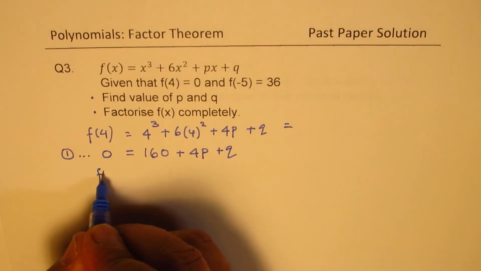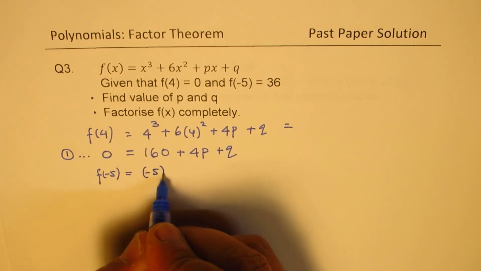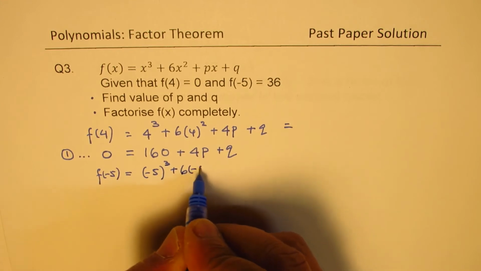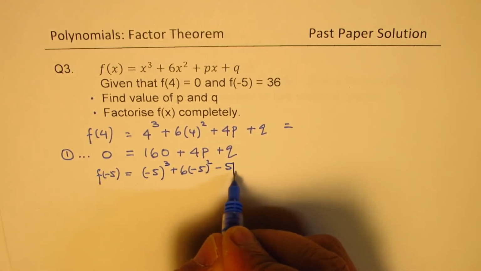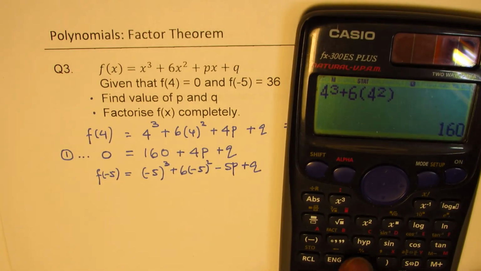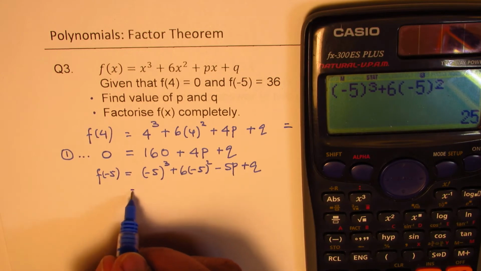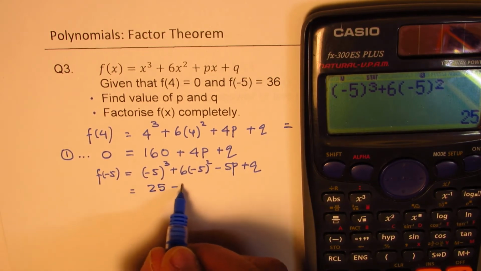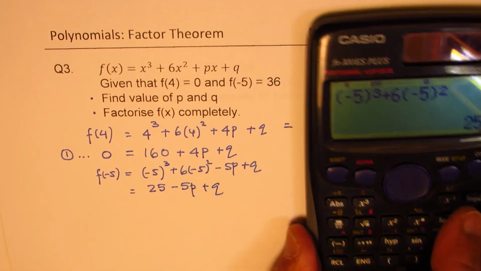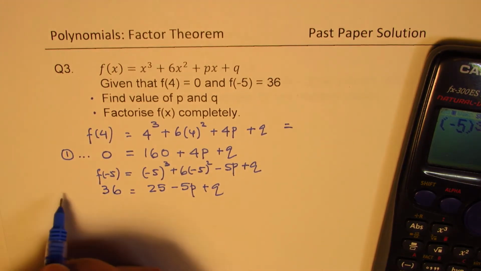Second condition is that f of minus 5 is equal to 36. Let's substitute minus 5 here. Within brackets we write minus 5 whole cubed plus 6 times minus 5 squared, which gives you 25, minus 5p plus q. And we are given that f of minus 5 is 36. So this is 36, and that becomes our second equation.